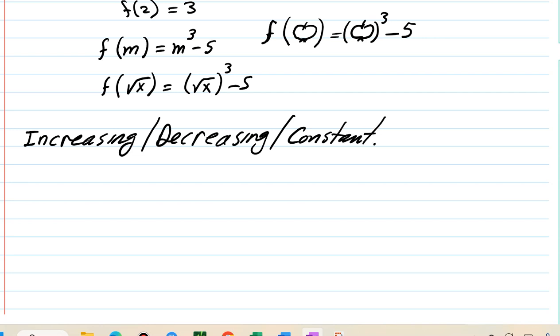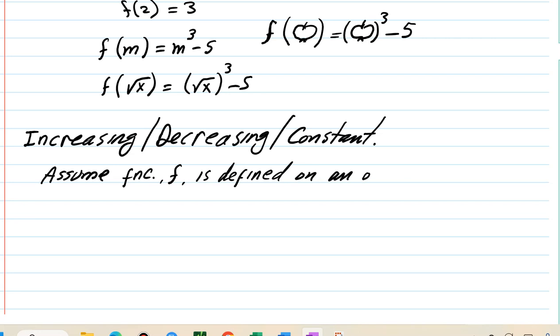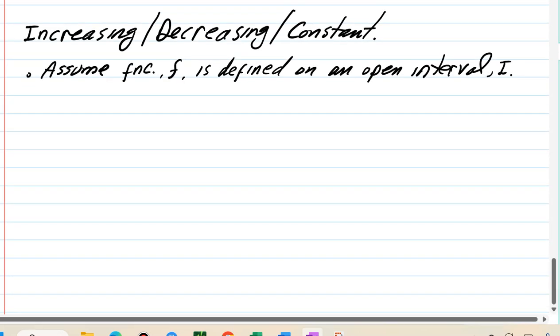Now, in order for this to work, the assumption is that we have a function that is defined on an open interval. So let me just put our assumption. Assume a function, call it f. F is defined on an open interval. That interval, we're going to call it open interval I. Now, let's take a look at the case where we have an increasing function.